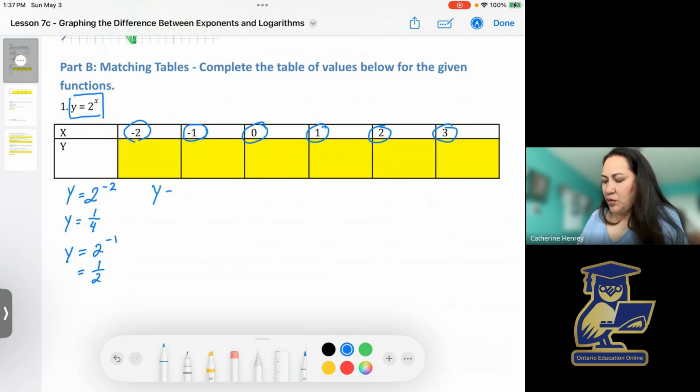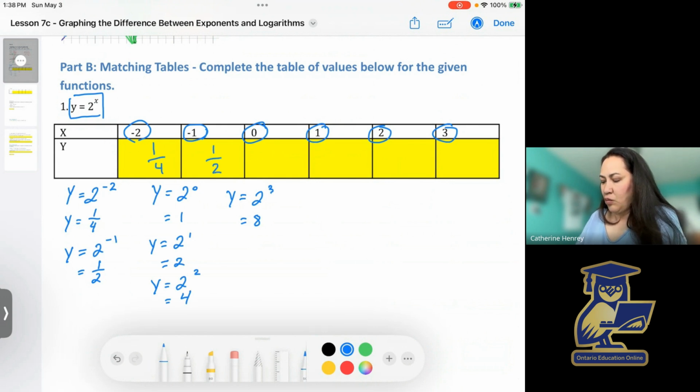And then y equals 2 to the power of 0, and anything to the power of 0 is always 1. y equals 2 to the power of 1 is 2. y equals 2 to the power of 2 equals 4. And finally, y equals 2 to the power of 3, and we have 8. So I'll fill in my table of values: 1/4, 1/2, 1, 2, 4, and 8. So that's my first table of values.